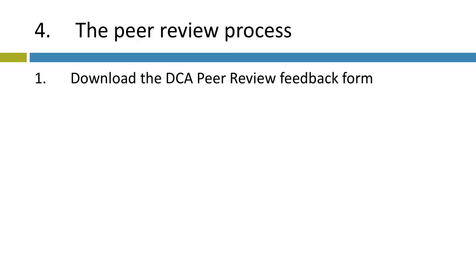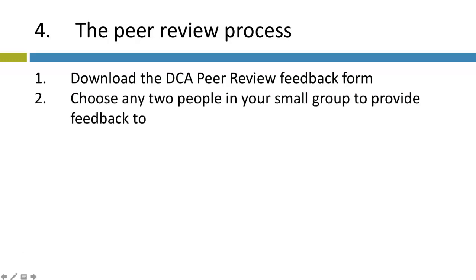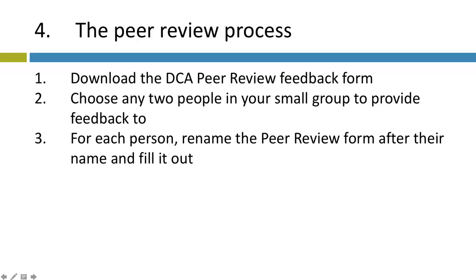And as I've already said, you can either download that from the class materials folder on Microsoft Teams, or you can download it right from the course page. Once you have downloaded that peer review feedback form, you're going to choose any 2 people in your small group. So your group will be 3 to 4 people. You're going to choose any 2 people in your small group, and you're going to provide feedback to those 2 people.